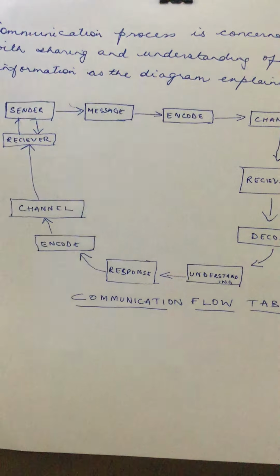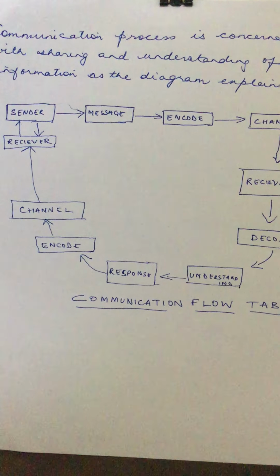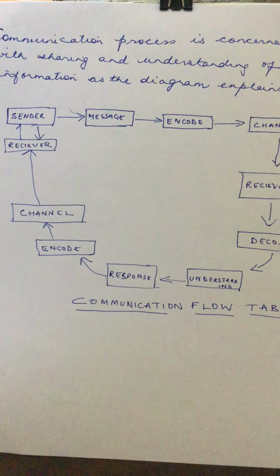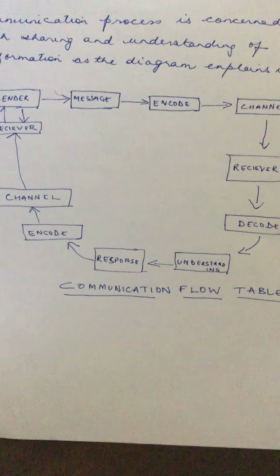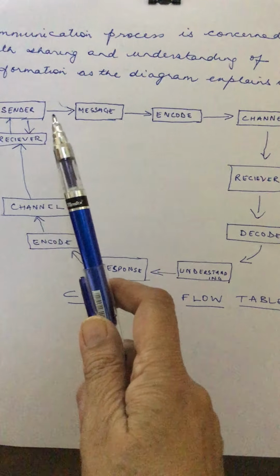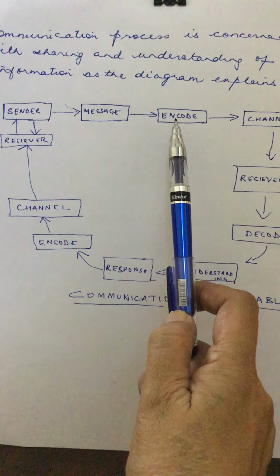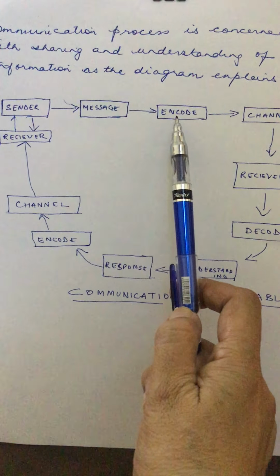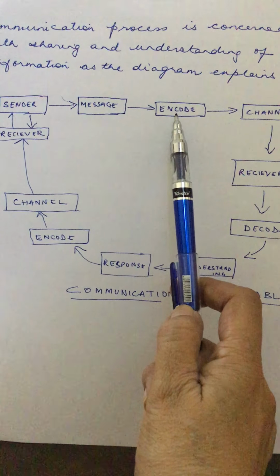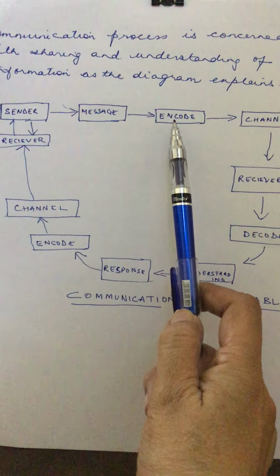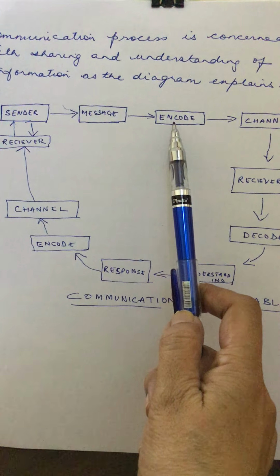Now, if you look at the table in front of you, communication process is concerned with sharing and understanding of information. So let's see how it works. Now, here is the sender. He has a message which he wants to convey. So he has to consider his audience. What would be the best way to encode his message? What symbols and signals should he use? Should he just make a phone call? Should he send a message? Should he send an email? What would be the best for him?